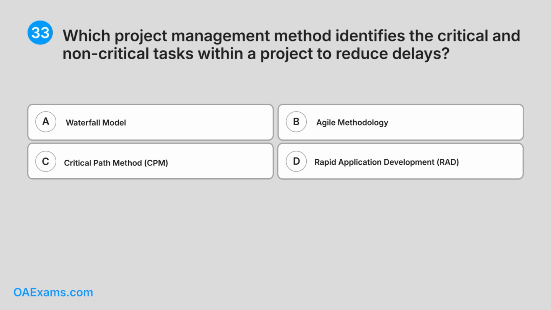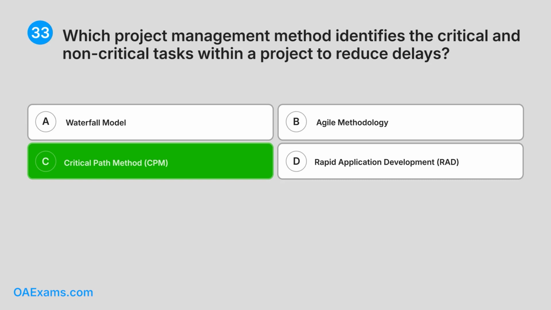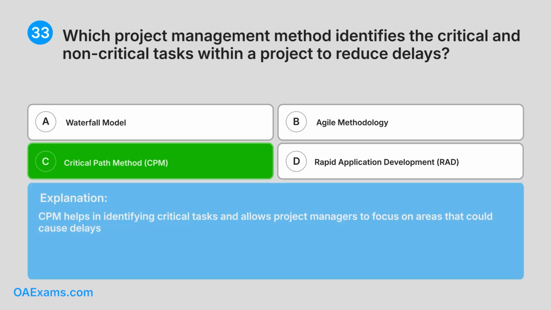33. Which project management method identifies the critical and non-critical tasks within a project to reduce delays? A. Waterfall model. B. Agile methodology. C. Critical path method, CPM. D. Rapid application development. Do you know the answer? Correct answer: C. Critical path method, CPM. Explanation: CPM helps in identifying critical tasks and allows project managers to focus on areas that could cause delays.